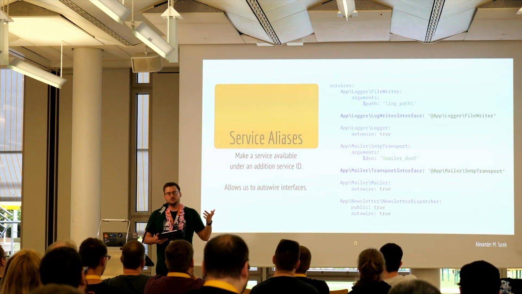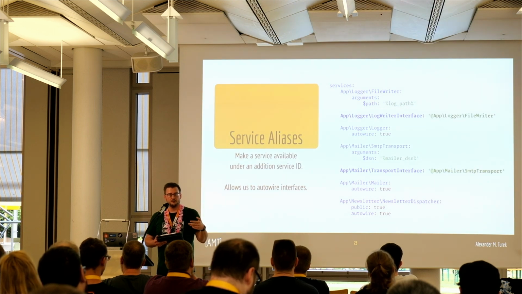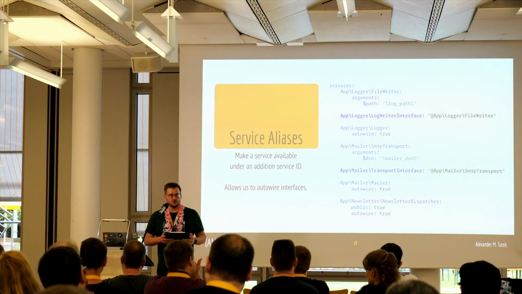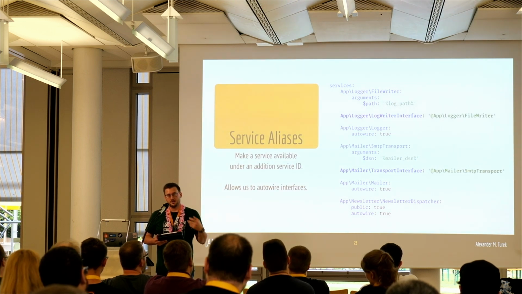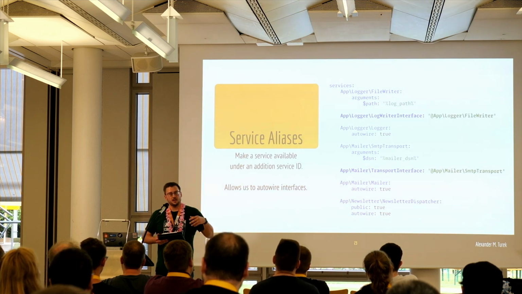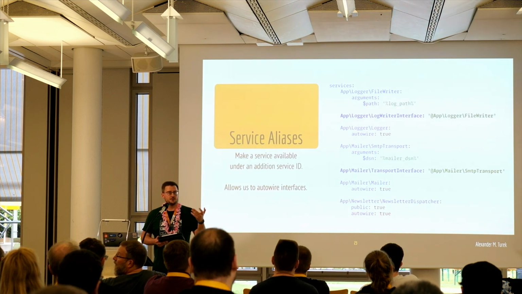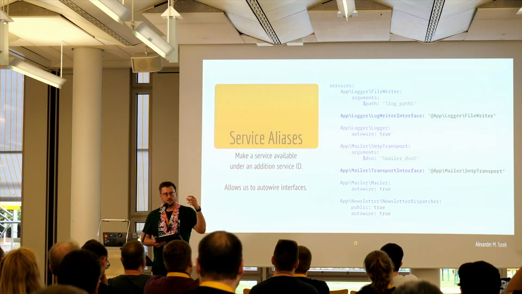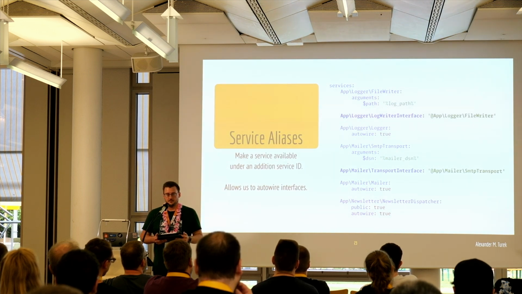Because the logger has no opinion on if it's logging to a file or if it's logging to some kind of network server where the logs are being sent to. It just wants to have something that transports those logs. And what we can do is define a service alias, which basically means that a service is also available under a second ID. And if we pick the interface name as the alias, then auto-wiring also works for interfaces.